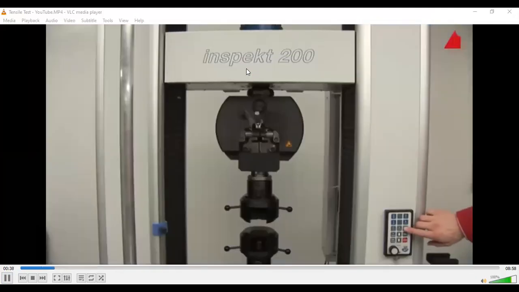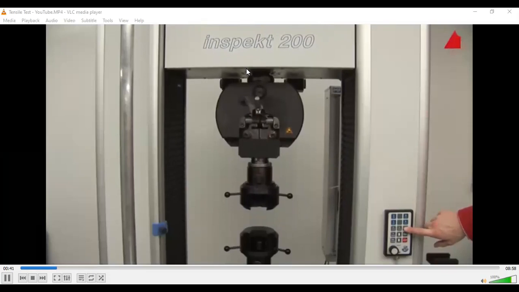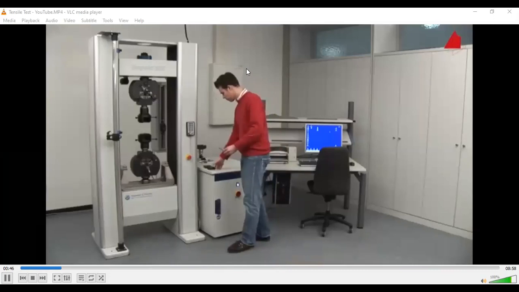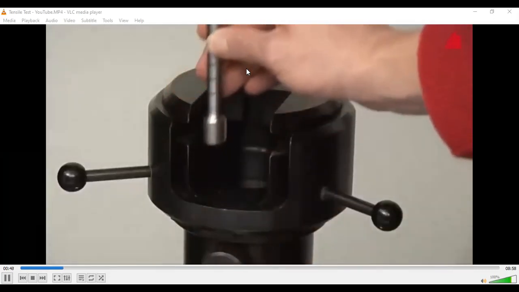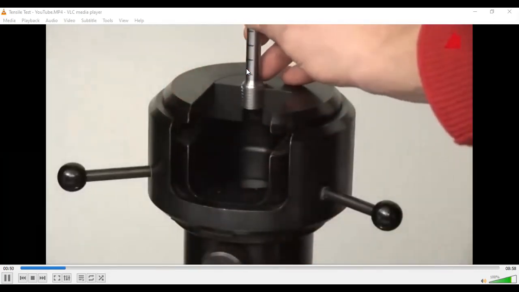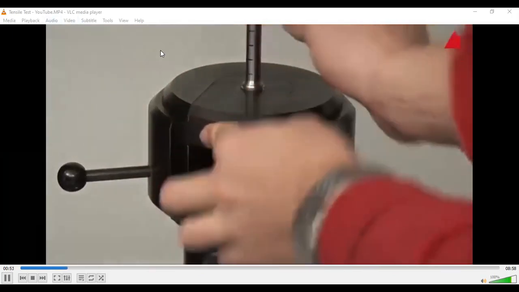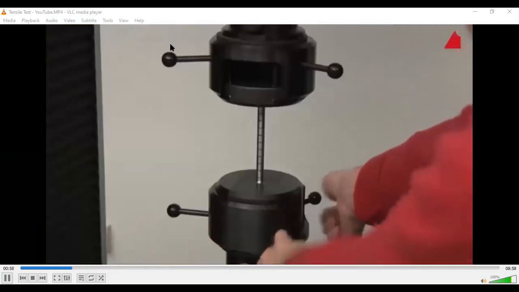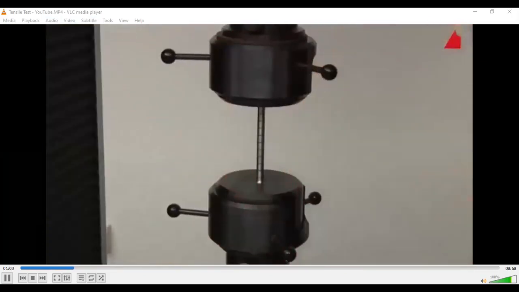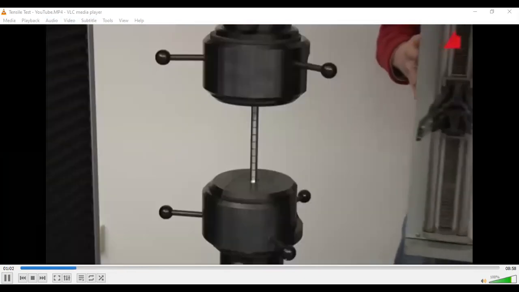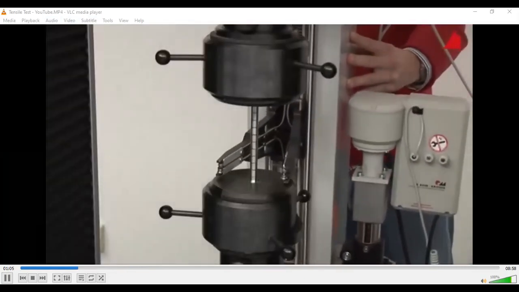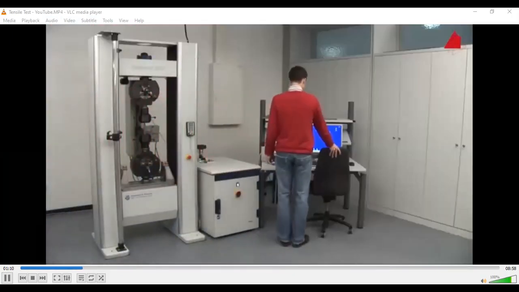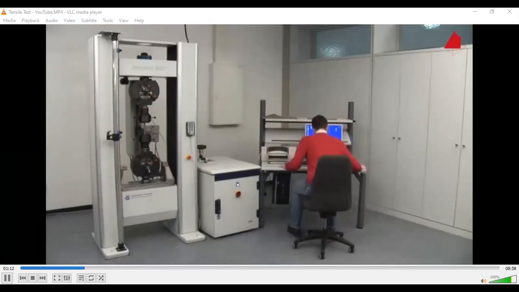Using a hand control, the tester moves the upper crosshead into its correct starting position. Now he can place the threaded ends of the test piece in the lower and upper grips of the testing machine. In the next step, he swings the extensometer into its working position and checks that everything is correctly prepared. Then he selects all necessary testing parameters on the control computer.